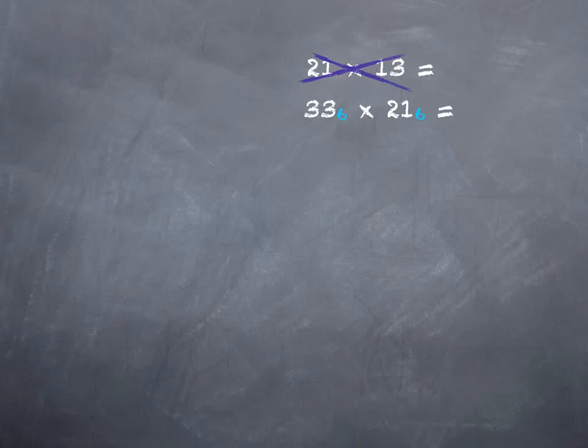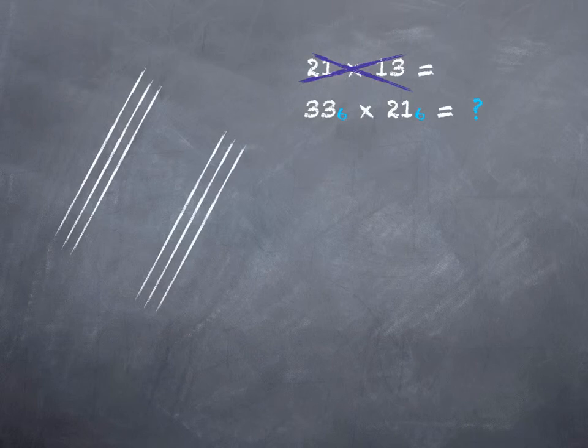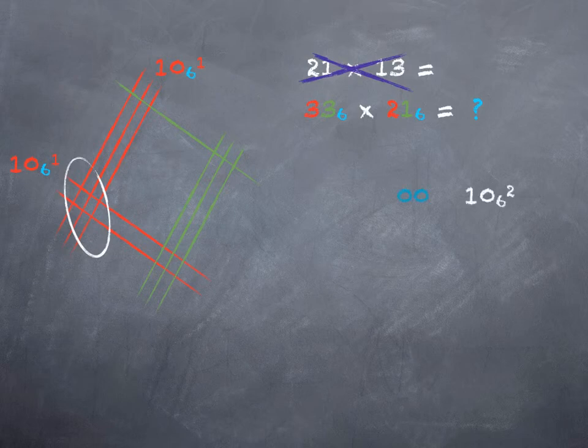So now we can draw our picture just like we did before. 3 in the 6s place and 3 in the 1s place, 2 in the 6s place, and 1 in the 1s place. And again, let's color code it to keep track. Now, when I look over here, this is my 6s place intersecting with my 6s place, which in base 6 is just 10, or 1 0. So I'm going to leave myself with 2 trailing zeros, just like before, which is 10 in base 6 squared.